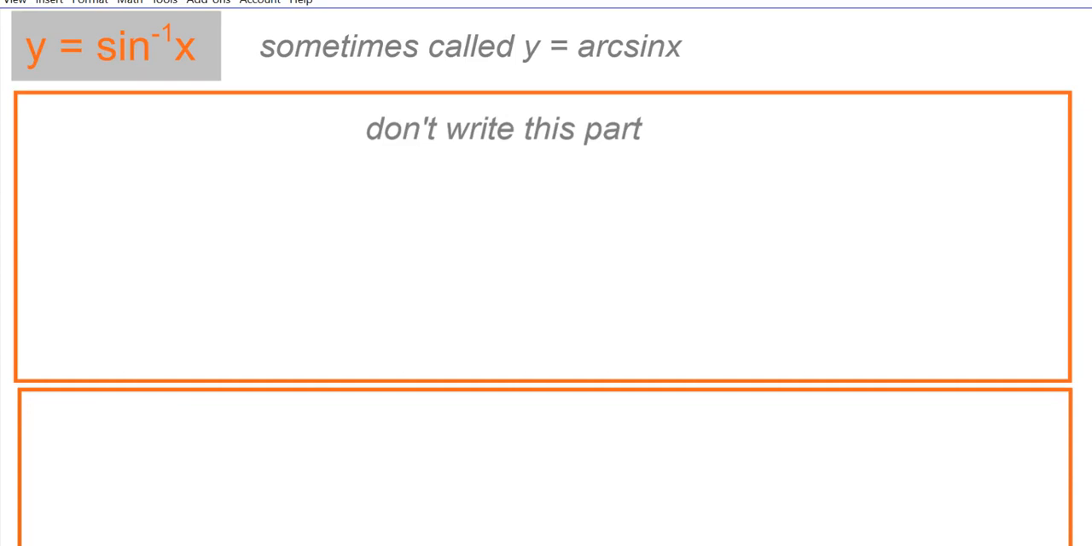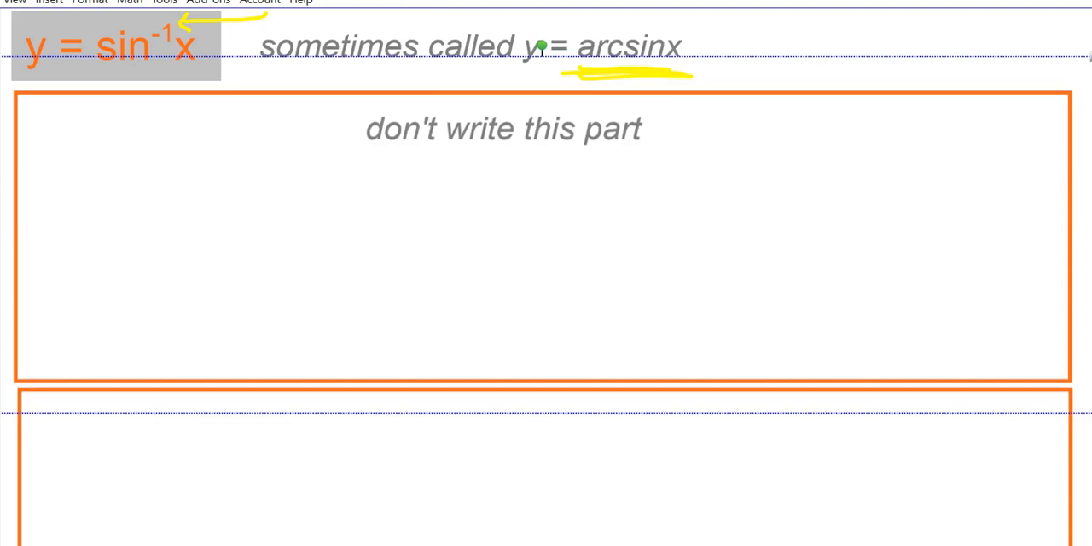Okay, so here's the notation for the inverse sine function, y equals inverse sine of x. Sometimes it's written y equals arc sine of x. So you see the -1, that little notation means inverse, but it could be confused with an exponent. It's not an exponent. It's not the -1 power. This is not the 1 divided by sine of x function. So to clarify and avoid that confusion, you could write arc sine instead. Once again, don't write this first part.